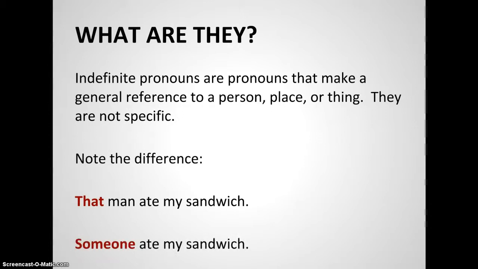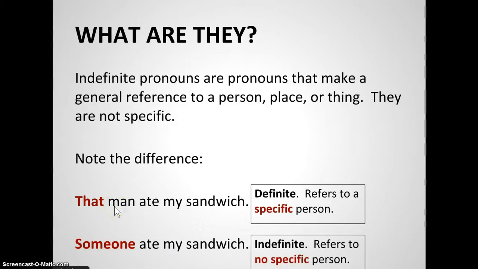Note these two sentences here. That man ate my sandwich. Now you'll recognize that here as a demonstrative pronoun. We might also call it a definite pronoun. Someone here, however, you can hear it even. It's indefinite. It's not referring to any specific person. So that's the difference between a regular pronoun, which is definite, or an indefinite pronoun.